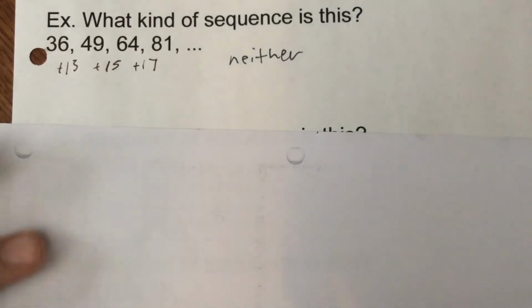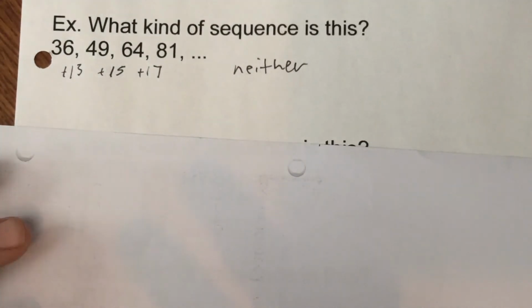Now, the only thing, and I don't have an example of this, but if it stays the same number every time, it's actually going to be both arithmetic and geometric, because you're adding by 0 each time and you're timesing by 1 each time, so you're doing the same thing there. That's just something to think about. If you ever come across that, the number doesn't change, it's both.